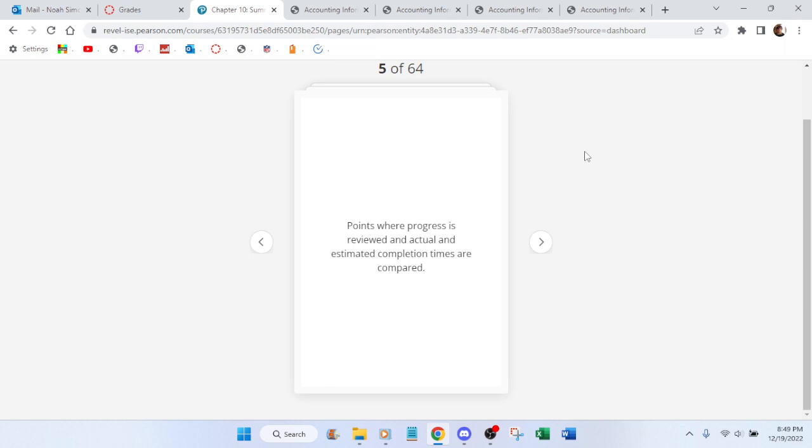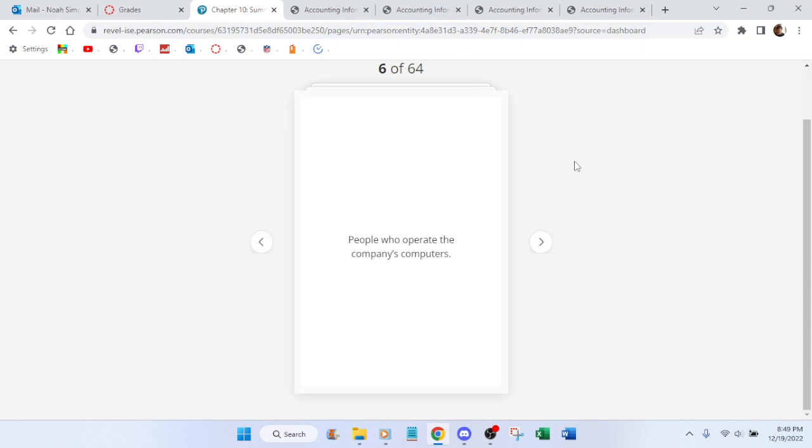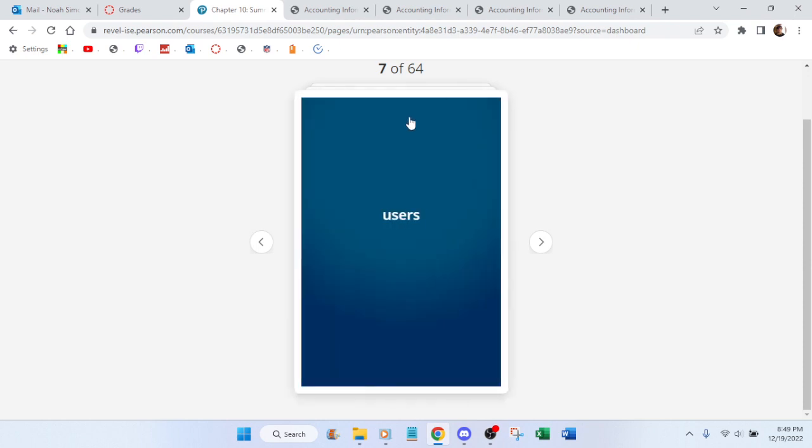Points where progress is reviewed and actual and estimated completion times are compared. Project milestones. People who operate the company's computers. Computer operators. What the heck? People who record transactions. Authorized data processing and use system output. Users.